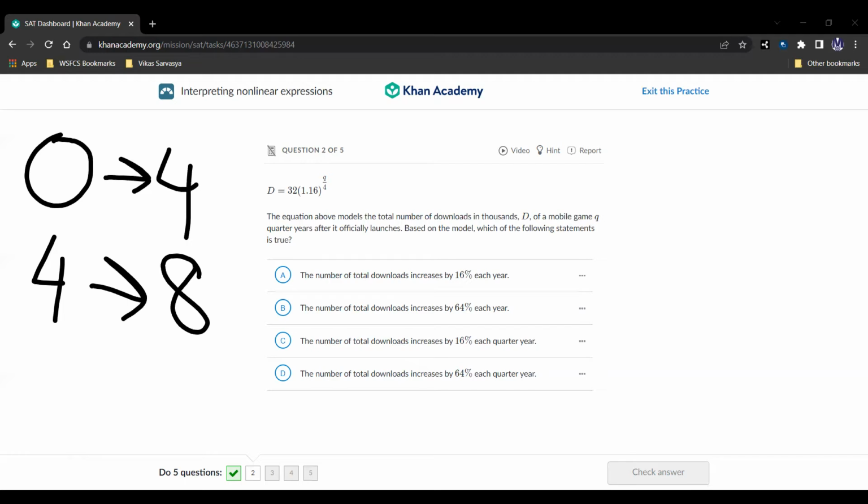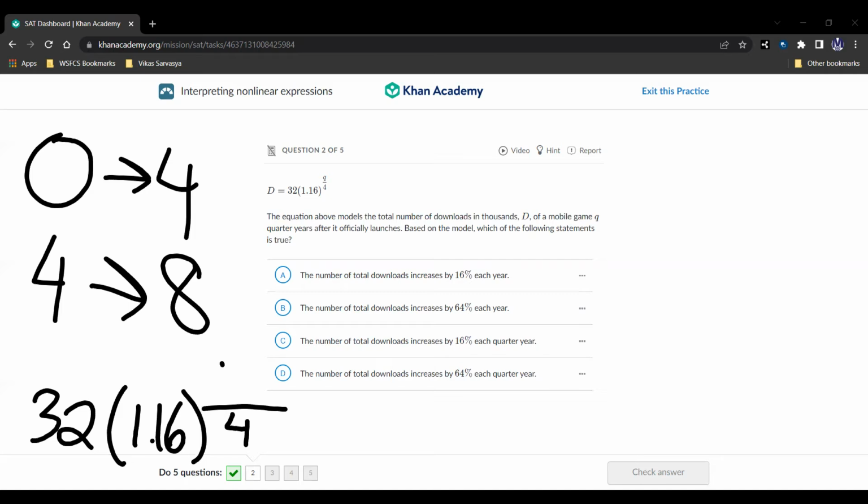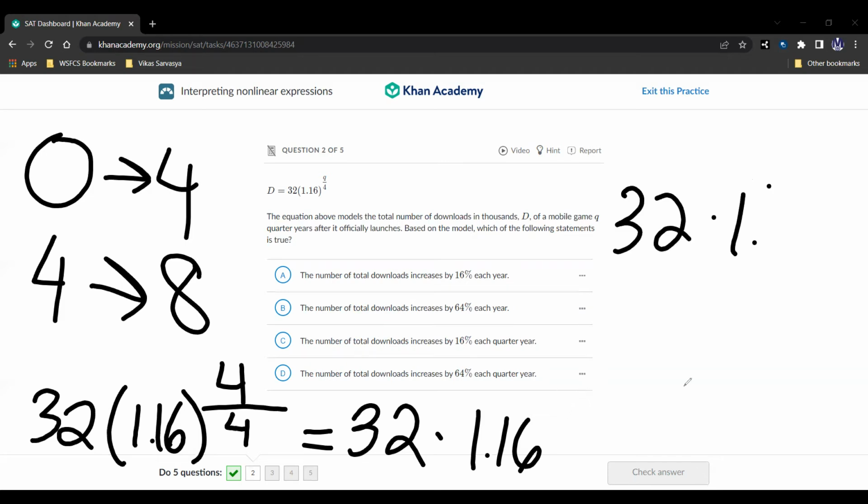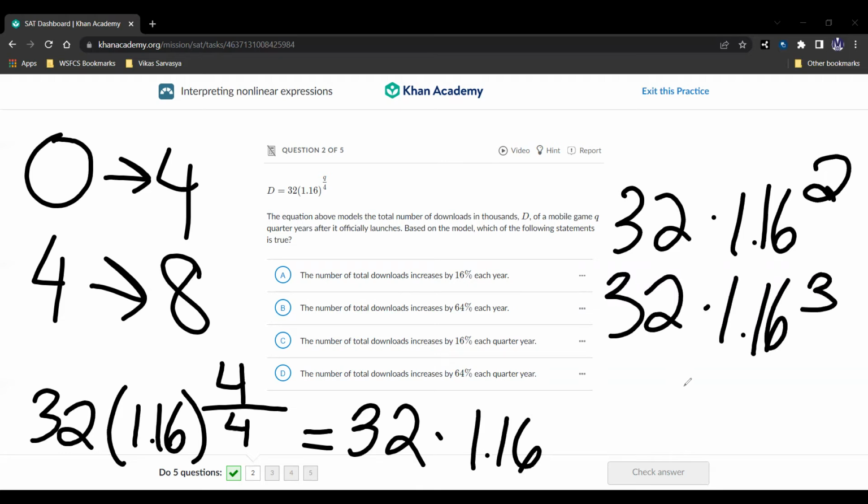So then how does D change? Well, you're adding 4 to Q. So it would be 32 times the 1.16. This is for the first time, from 0 to 4. The second time, it would be 32 times 1.16 to the 2, which is 8 over 4. And the third time would be 32 times 1.16 to the 3. So every year, we multiply by 1.16.